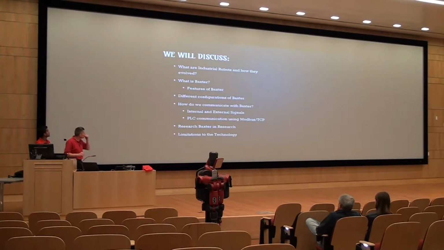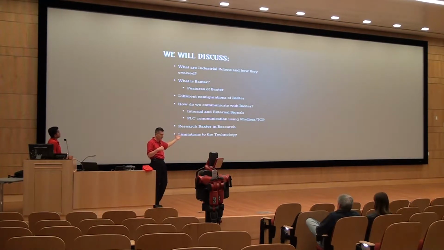So what we're going to talk about in the next few minutes is what industrial robots are and how they evolved, Baxter in particular, and some of the unique things about Baxter that make it kind of outside the norm of an industrial robot. Some different configurations. There are actually 2 configurations of Baxter that are available to the public and to universities. And how do we communicate with Baxter? This is a project that Arunava and I worked on last year with some other students that we put together for a high school curriculum that we had in our department. And then he's going to talk a little bit about the use of Baxter in research and some of the limitations that we are experiencing with Baxter and a lot of other collaborative robots that are available.